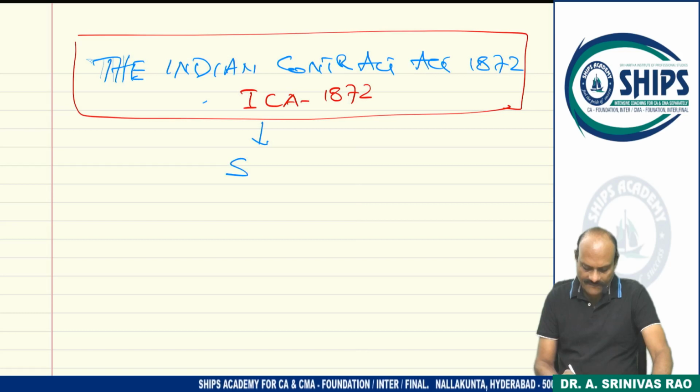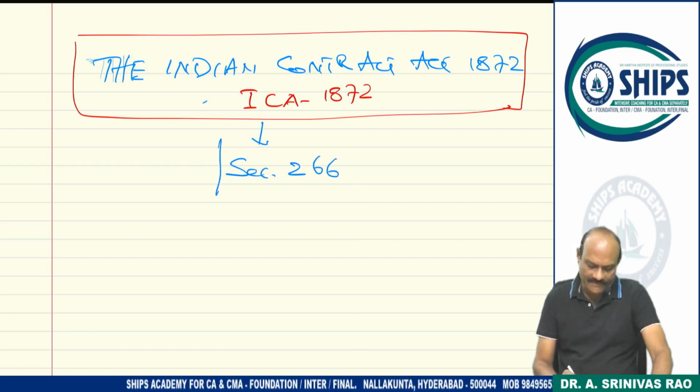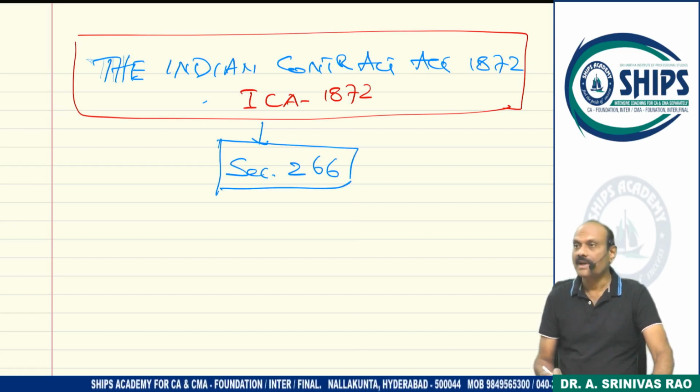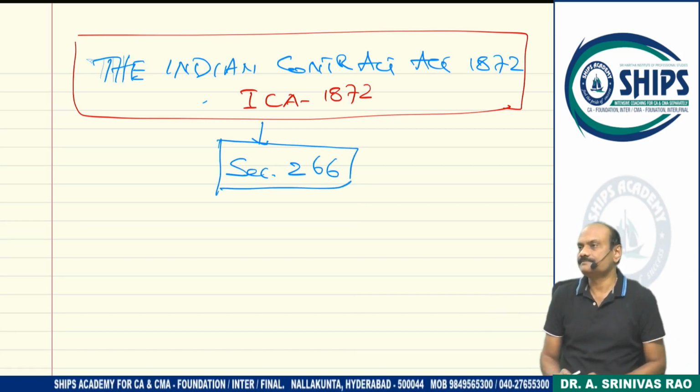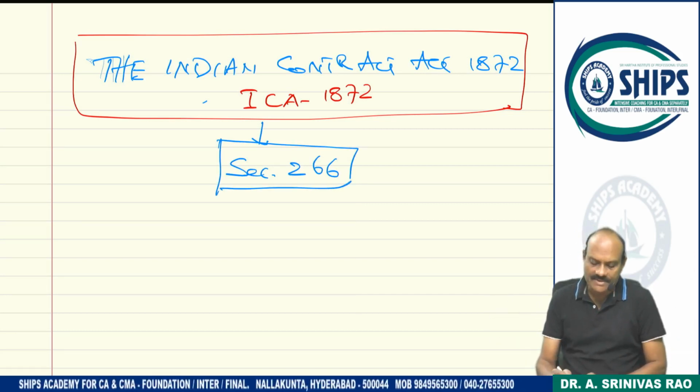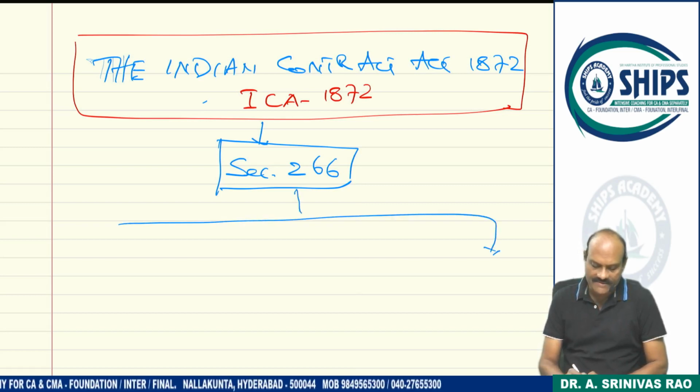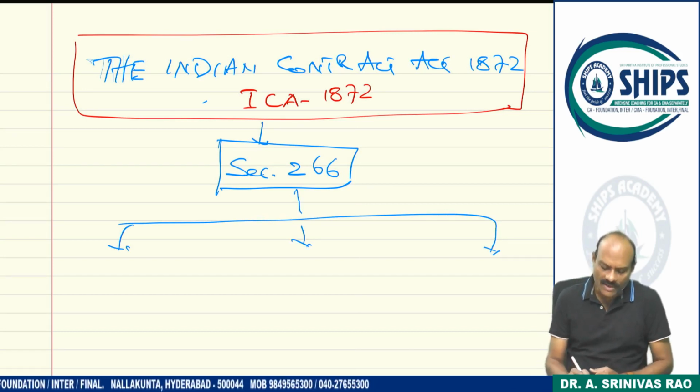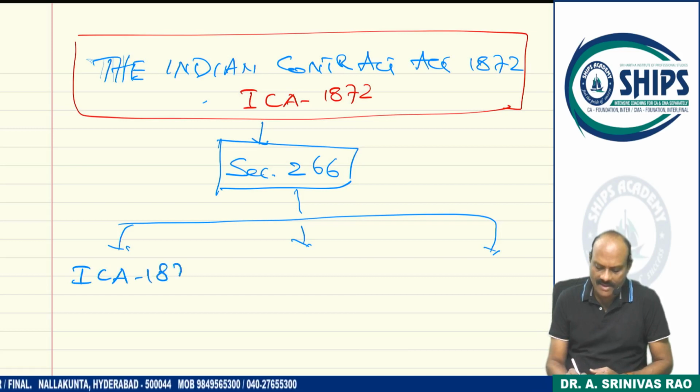The Indian Contract Act originally consists of 266 sections. It is a very big legislation. For administrative convenience, this legislation is further classified into 3. One remains as the Indian Contract Act 1872.